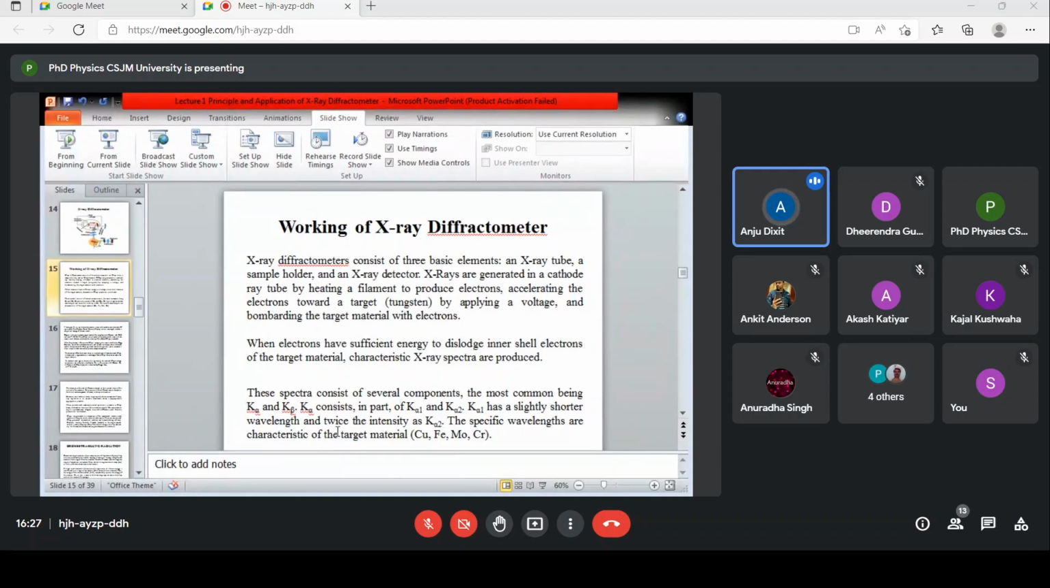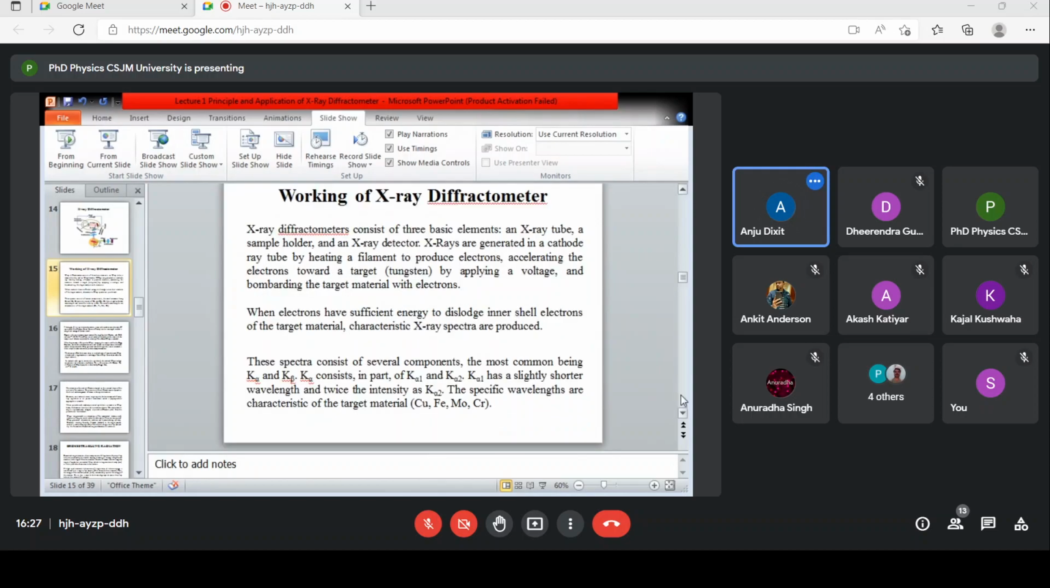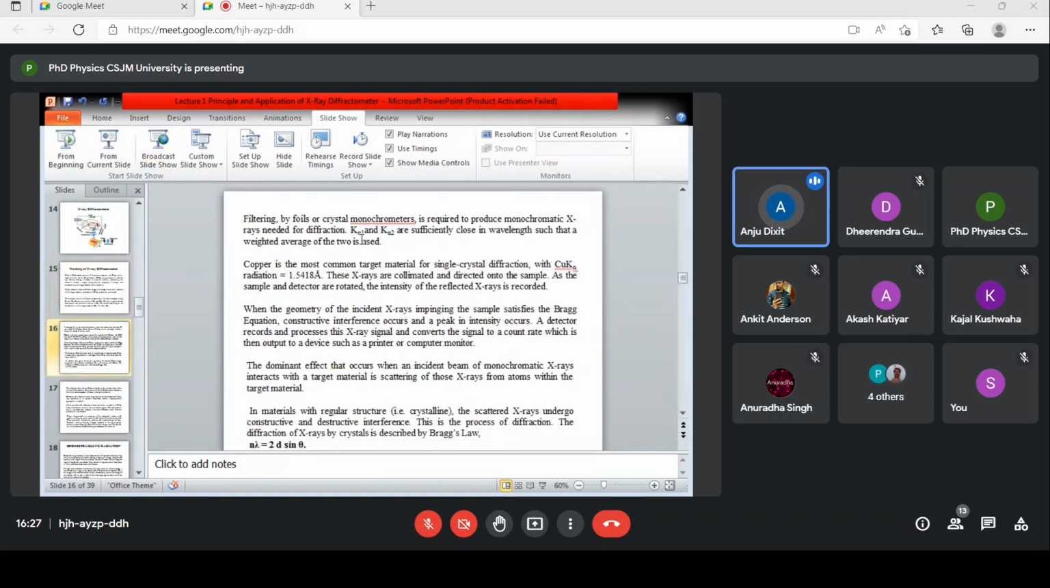The specific wavelengths are characteristic of the target material. We use copper, iron, molybdenum, chromium, and most of the time copper is used for this purpose. It has a specific wavelength, which is 1.5 angstrom. Filtering by foils or crystal monochromators is required to produce the monochromatic X-rays needed for diffraction. K alpha 1 and K alpha 2 are sufficiently close in wavelength that a weighted average of the two is used.